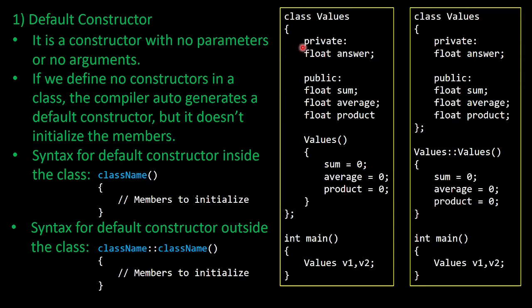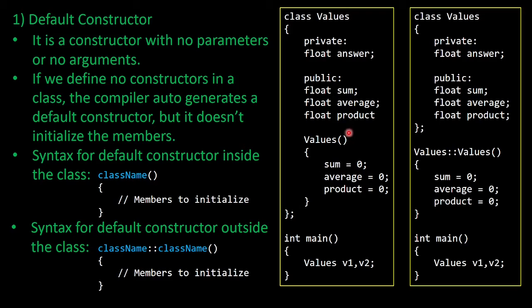Now let's take a look at an example. So let's see this block first. We have a class named values and it has four member variables, one under private and three under public. Now it has a constructor. In this block, we have defined the constructor inside the class. The constructor has same name as that of the class, and it is a default constructor as it has no parameters inside the brackets.